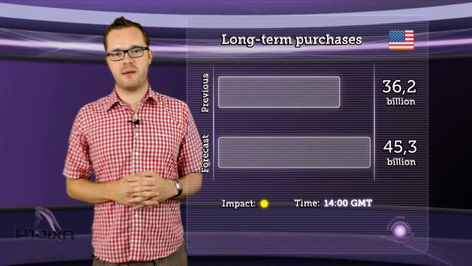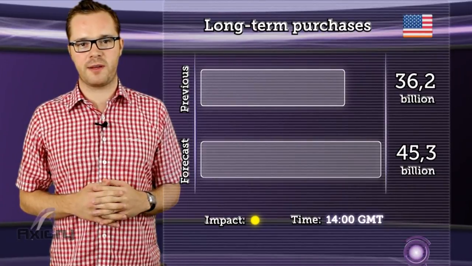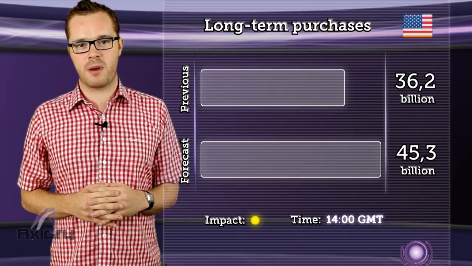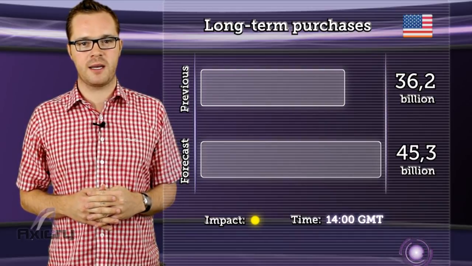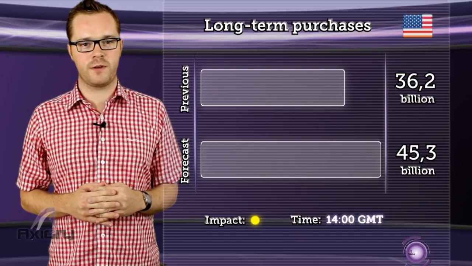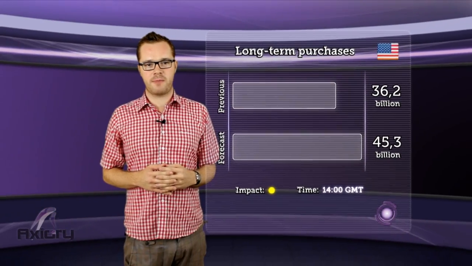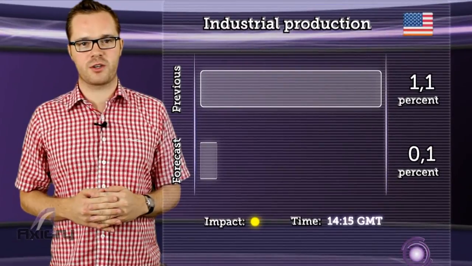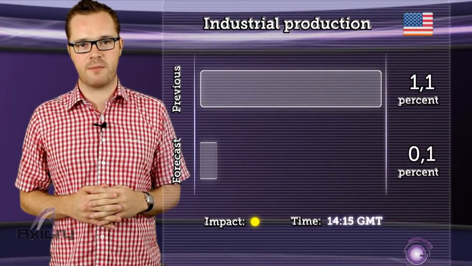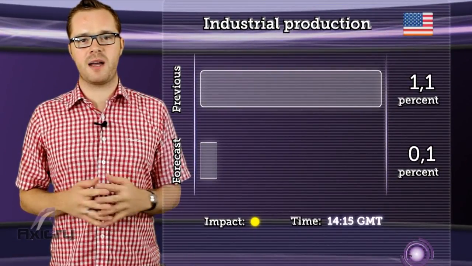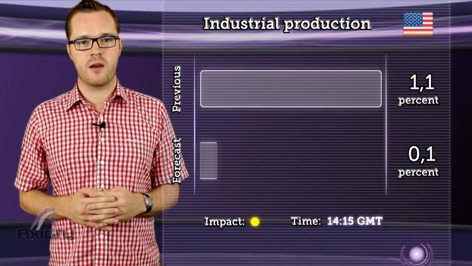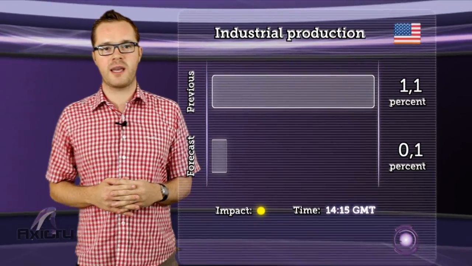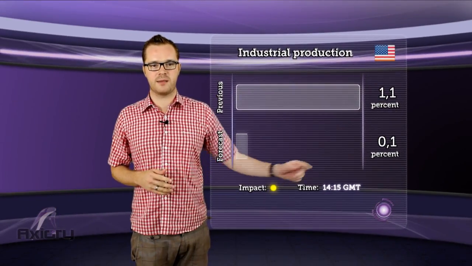Next at 2 PM GMT, Department of Treasury will release monthly figures about US long-term purchases. In a previous month, purchases reached 36.2 billion and now is expected to rise to 45.3 billion and a medium impact on the dollar. US statistics about industrial production will be reported at 2:15 PM GMT. It's expected by analysts that production will deteriorate from previous 1.1% to a current 0.1%. Moreover, medium impact on the dollar can be awaited.